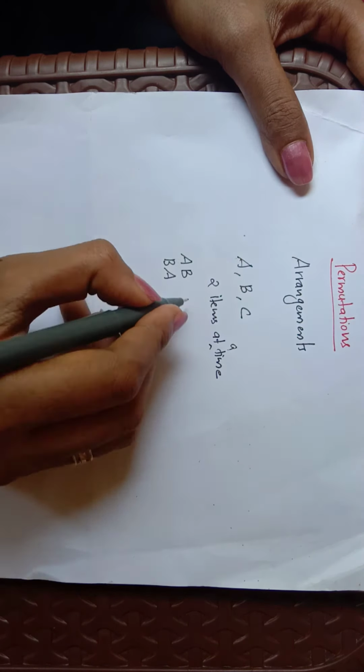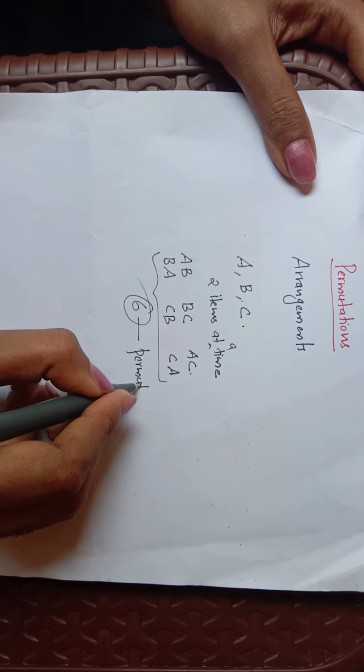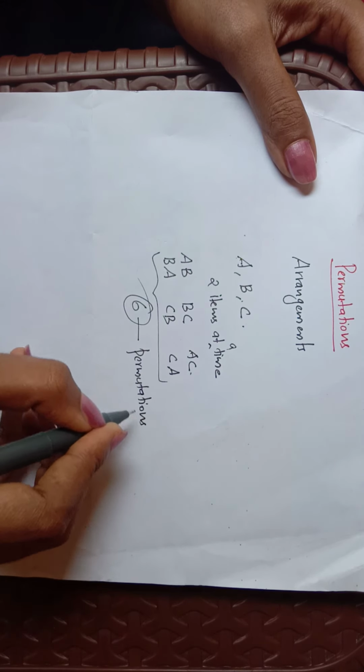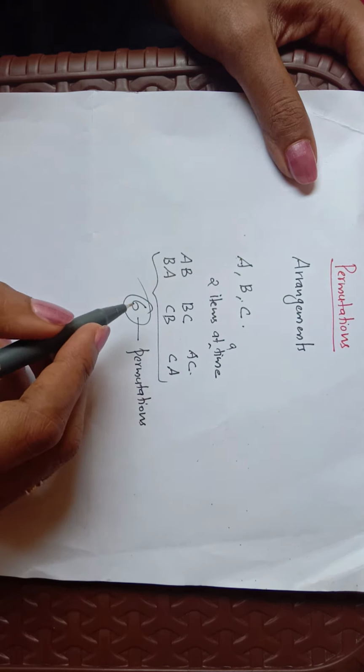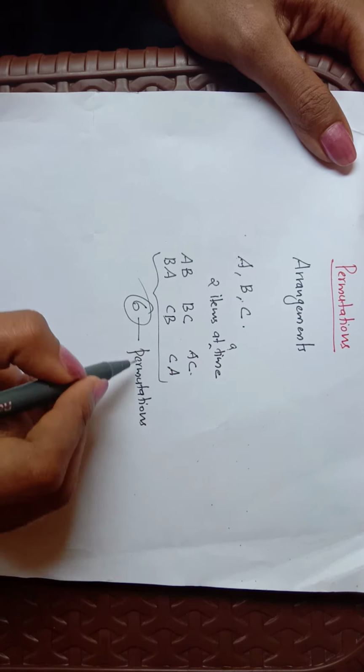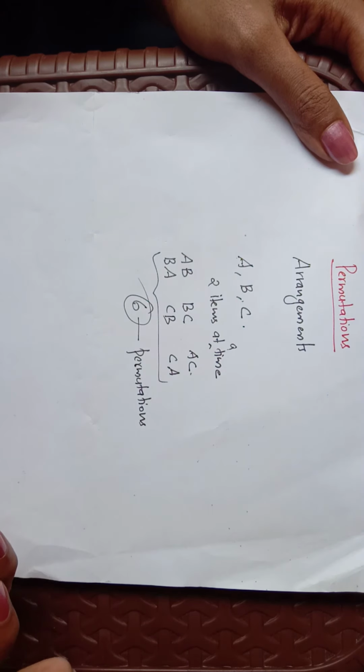So how many arrangements did we get? Here we have 6 arrangements in total. So here I will say that there are 6 permutations. As I told you, arrangements are nothing but permutations, or you can say permutations are nothing but arrangements. So here I can say that there are 6 permutations of 3 items if I take 2 at a time.